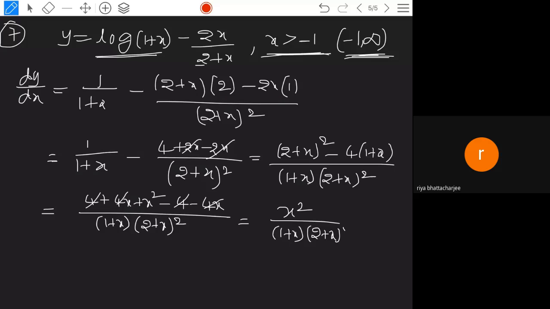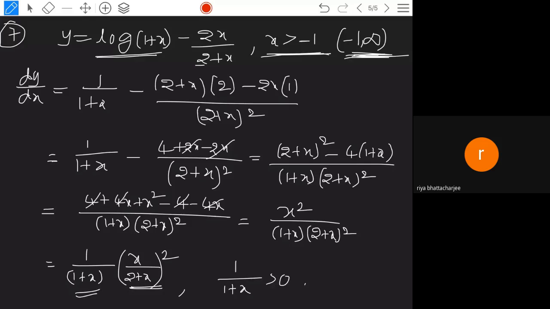Can we write this? Yes, sir. We can write it as 1 by 1 plus x into x by 2 plus x whole square. So this 2 plus x whole square, whenever you have a whole square, is greater than 0 only. And 1 by 1 plus x is greater than 0 in this interval, because you take x more than -1. So you can clearly say that 1 by 1 plus x is greater than 0 if x is greater than -1. And this is always greater than 0.